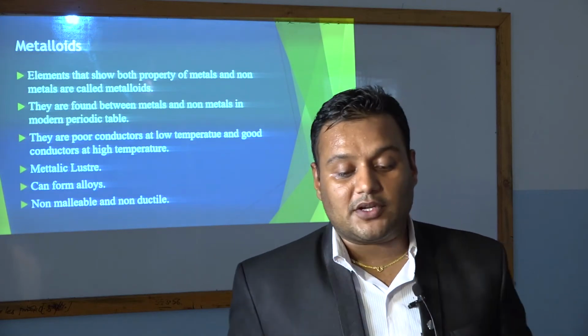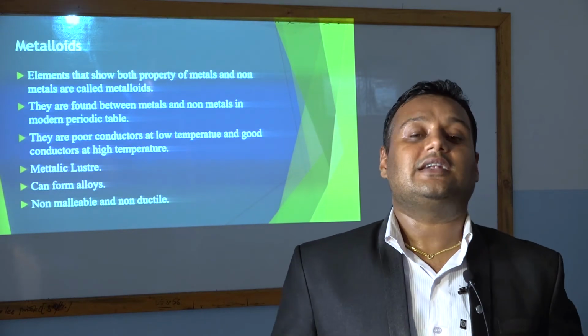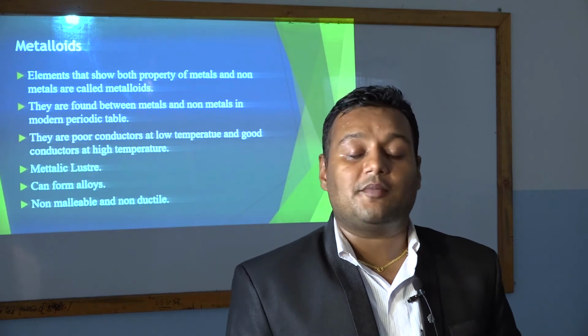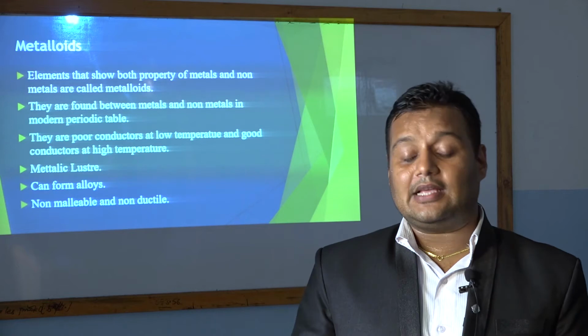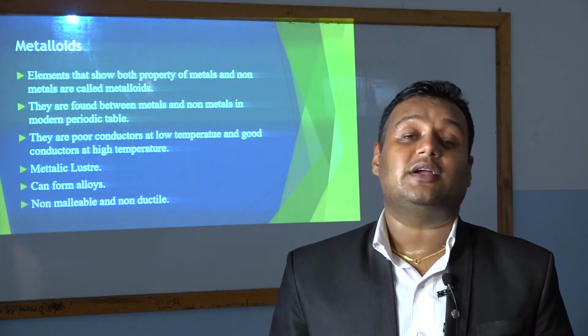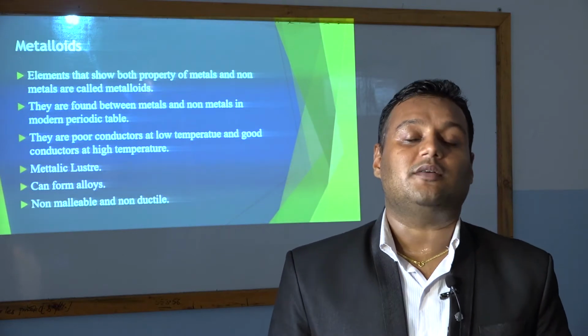Another property of metalloids is that they are non-malleable and non-ductile. In this case, it is behaving like a non-metal. That means it is not malleable, it cannot be beaten into thin sheets. And in case of ductility, metalloids cannot be made into wires. This is the property of metalloids.